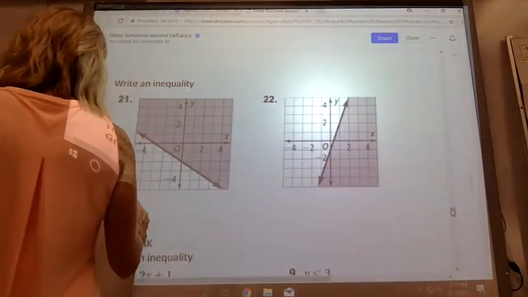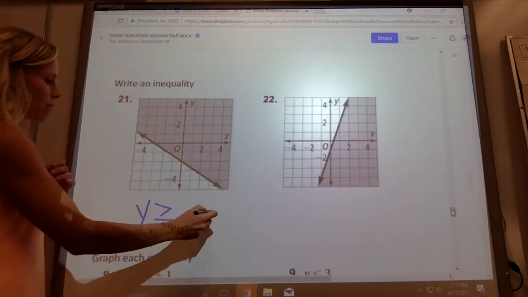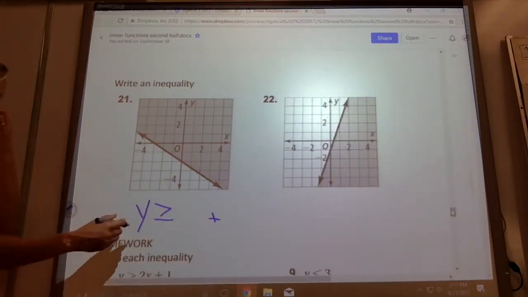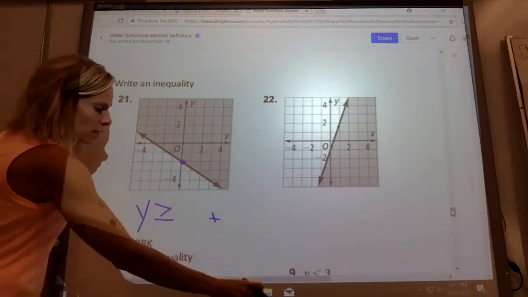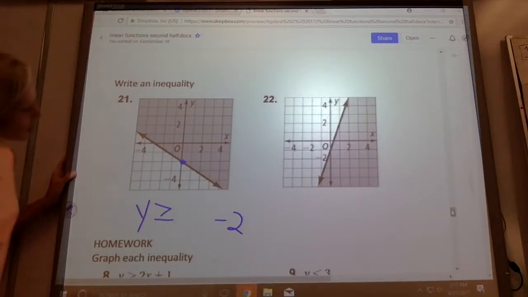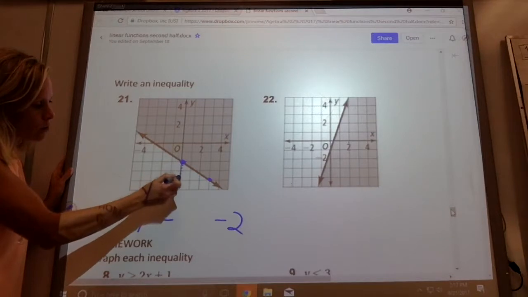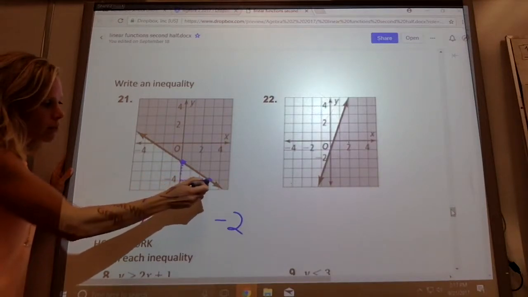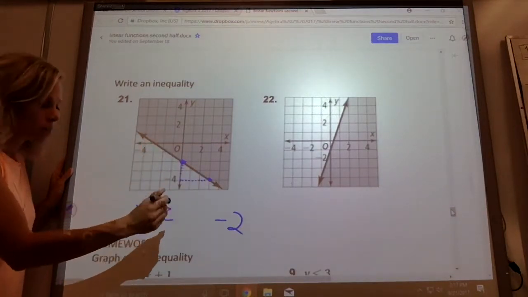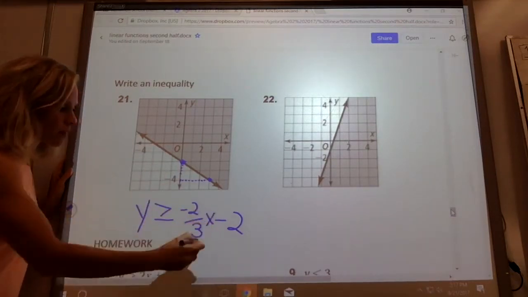So we'll start with my y. What sign is this going to be? It's shaded above and my line is solid. So what does that mean? Greater than or equal to. Very good. What's my y-intercept? -2. Very good. So I have a -2. Pick another point like maybe this one. Okay. And I would go down 2, right 3. Down 2 is a -2. Right 3 is a +3. And there's my equation.